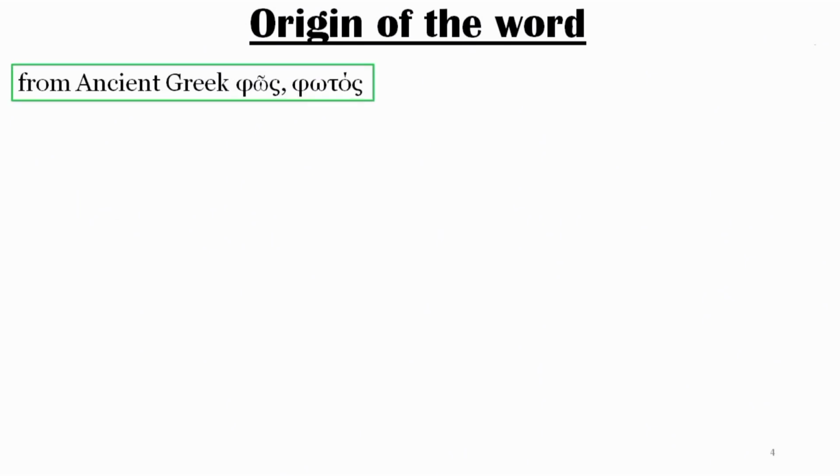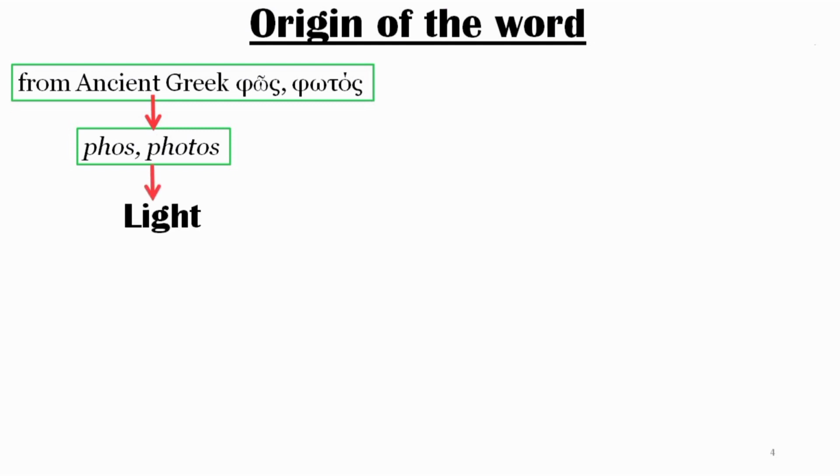So a photon is derived from the ancient Greek word phos or photos, which actually means light. It is an elementary particle that is a quantum of the electromagnetic field, including electromagnetic radiation such as light and radio waves, and the force carrier of the electromagnetic force. So here phos and photons mean light. Photons are massless, so they always move at the speed of light in vacuum.